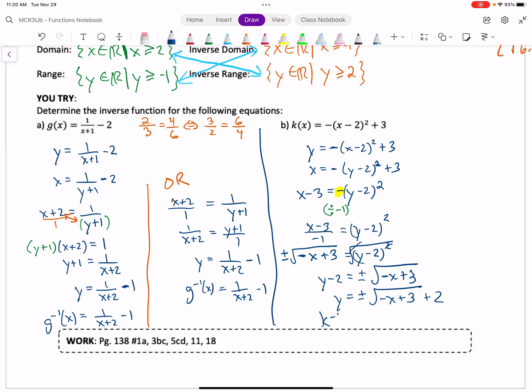So this is k to the negative 1 of x equals plus or minus what we have written. Great. So try those ones, and here are some good practice questions in the homework.